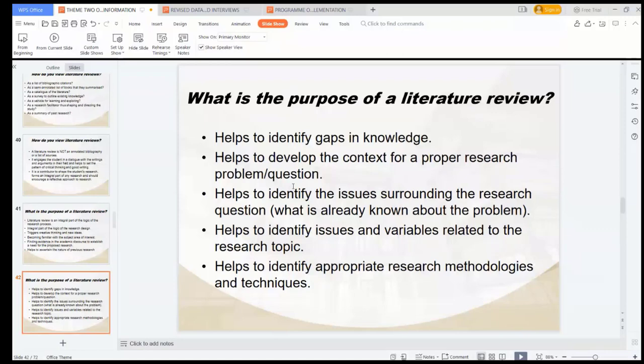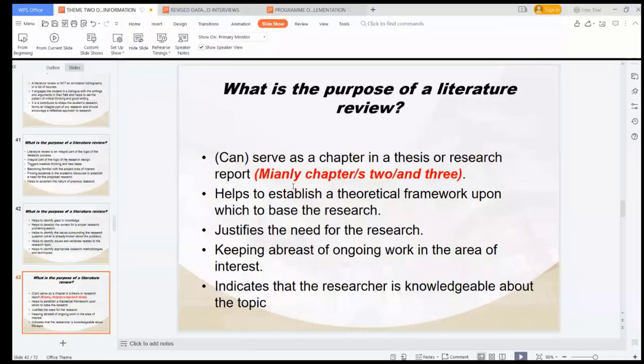Literature review also helps to identify appropriate research methodologies and techniques. Yes, then you read, you must understand the type of methods that you will use, and that is also from literature. And what is the purpose of literature review?